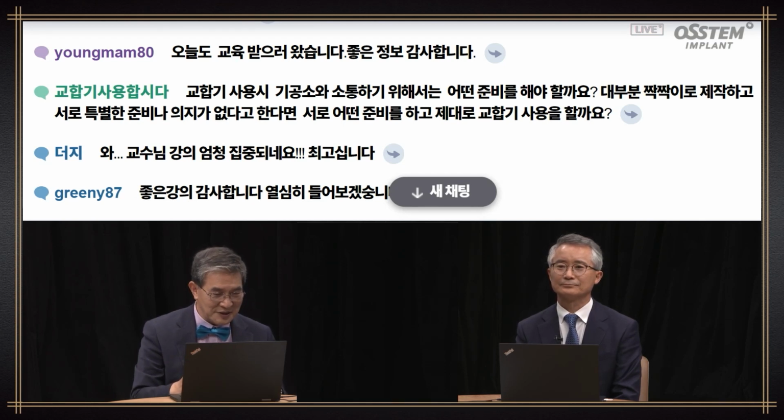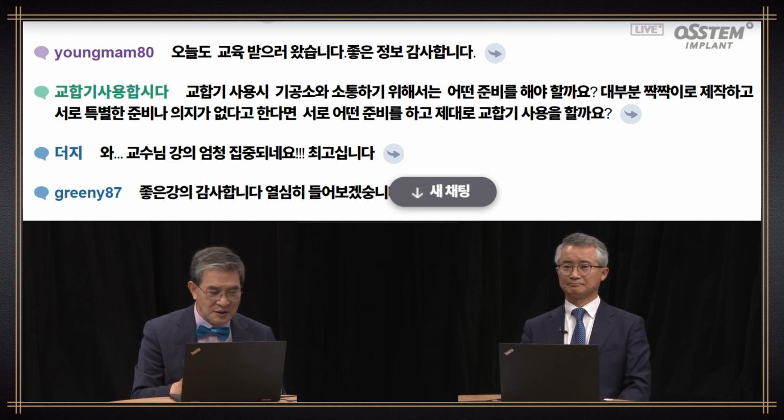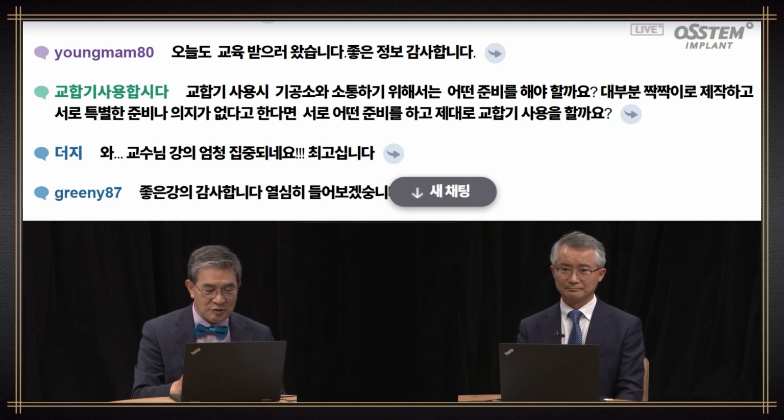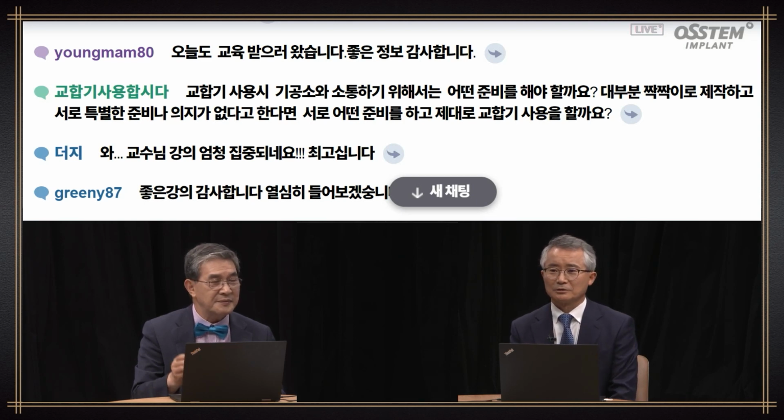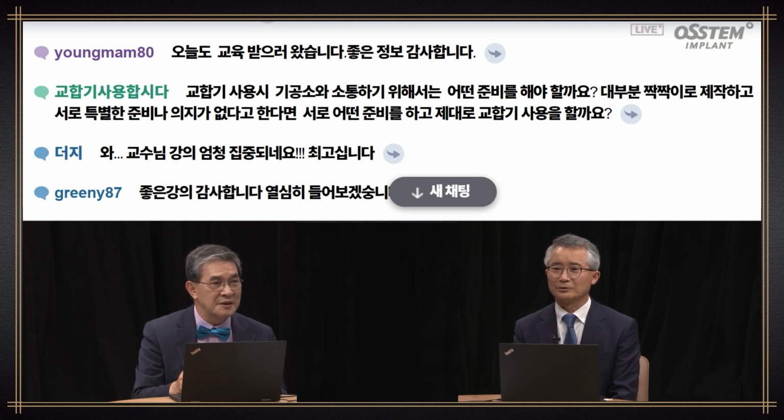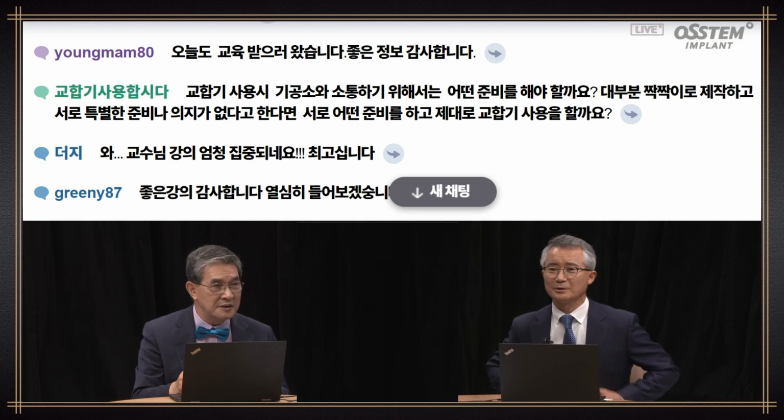Let's use articulators. When using an articulator, what kind of preparation should I make to communicate with the lab? In most cases, I fabricate separately. If there's nothing set in store, what kind of effort should I make in order to use the articulator properly? In my opinion, it's quite tough to say, but we need to cooperate with lab technicians, but we need to take the lead.